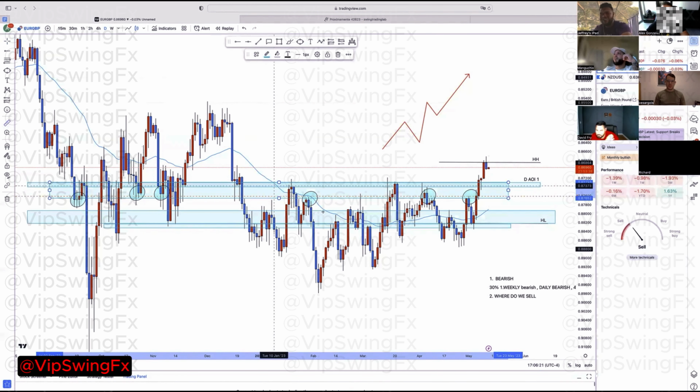And I can never measure it by pips because when you measure it by pips, every pair is different. For example, right now in Euro GBP, it's 36 pips. When you look at that on GJ or UJ or NAS, it's not going to look like a lot, right?